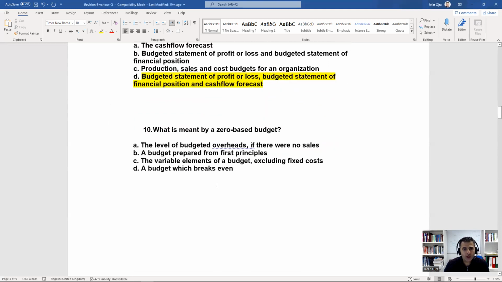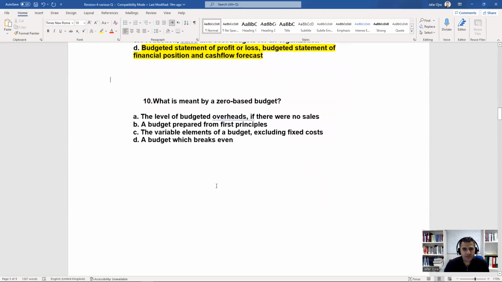Next one, number 10. What is meant by zero-based budget? Zero-based budget is one of the budgets that you start from scratch and prepare every year. You need to justify the expenses and the activities, you allocate the resources in an efficient way, and it's costly and takes time. So if you look at these answers, the best one would go for B, because B tells you that the budget is prepared from first principles.